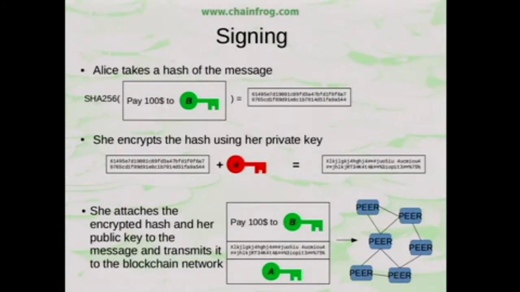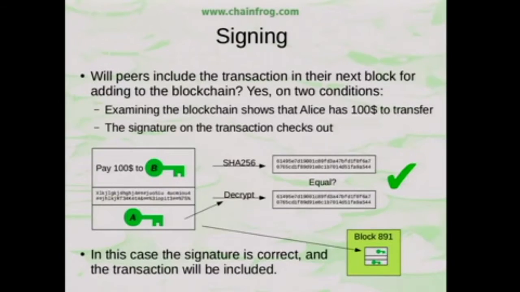And she does this in the following way. She takes a hash of the message, she encrypts the hash using her private key, and she attaches the hash and her public key to the message, and she sends that whole package onto the network. And in a blockchain, it'll be a peer-to-peer network.